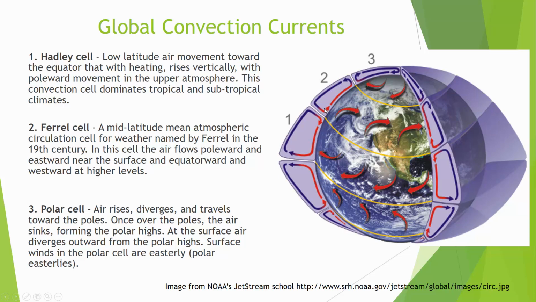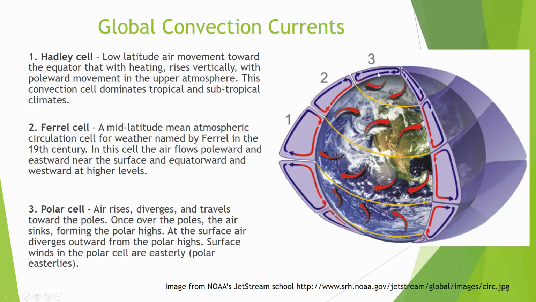The second cell is called the Ferrel cell. This is a mid-latitude circulation cell, and it tends to cycle air that is flowing northward or southward, depending on which hemisphere you're in. So the air is traveling along the surface up to the 60-degree latitude mark, and then it goes up into the upper atmosphere and then cycles back down around the 30 degrees.